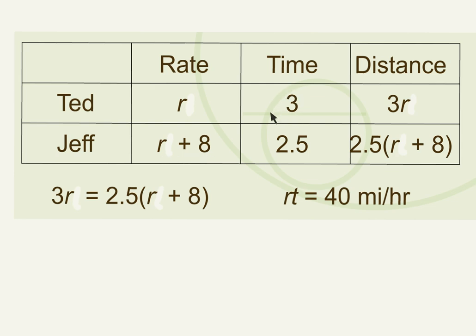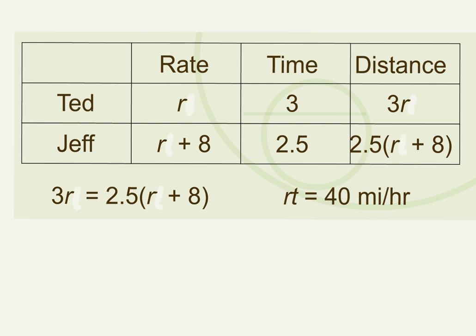The reason we know this 3 hours is because they tell us what time they left. Ted left at 9, got there at noon. That's 3 hours. Jeff left a half an hour later. That's 2.5. We're always going to multiply across. Rate times time is distance. And of course, you want to keep this in parentheses because you're multiplying the whole thing.